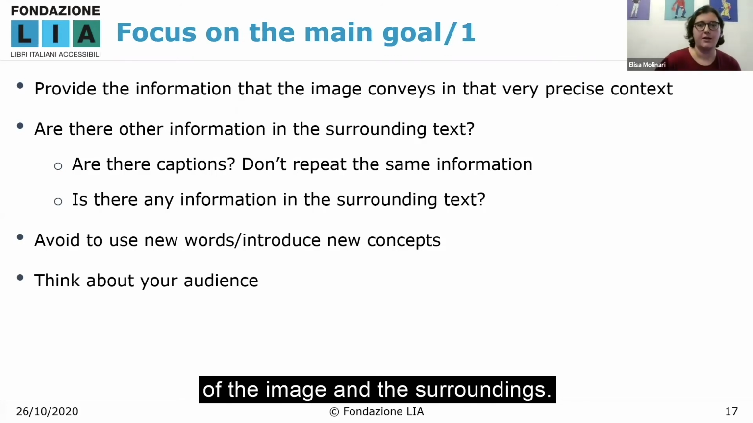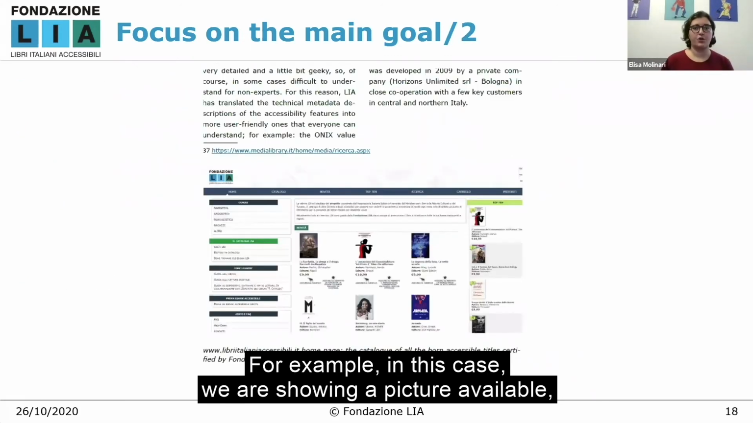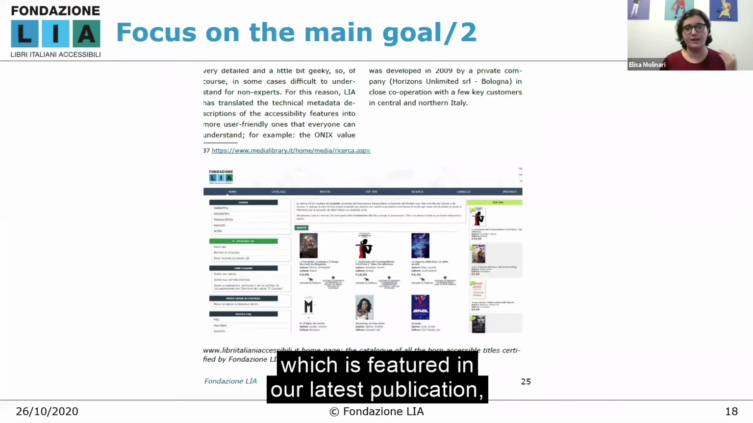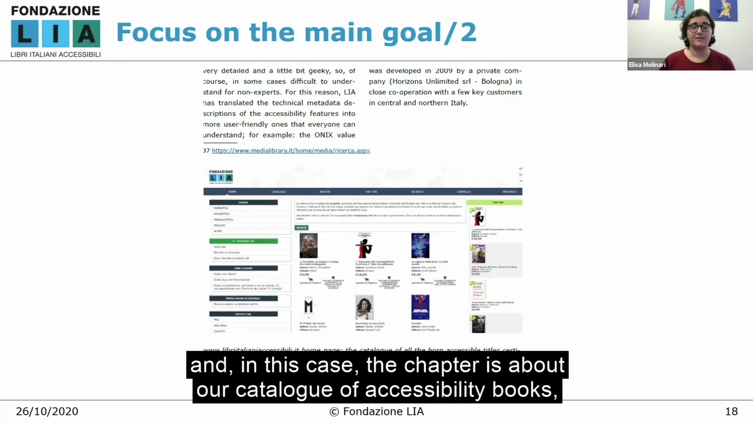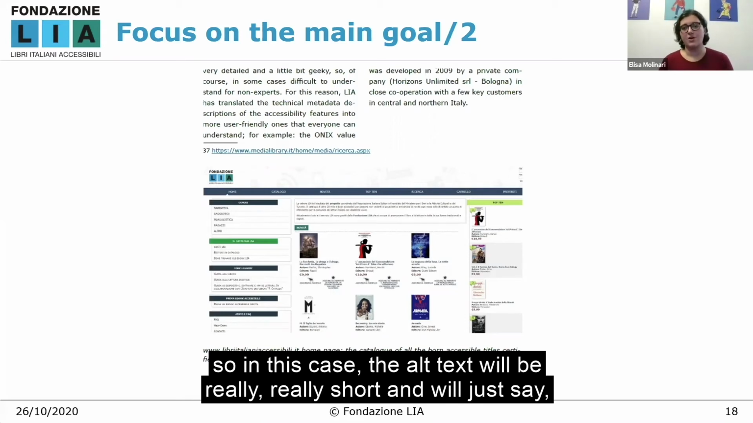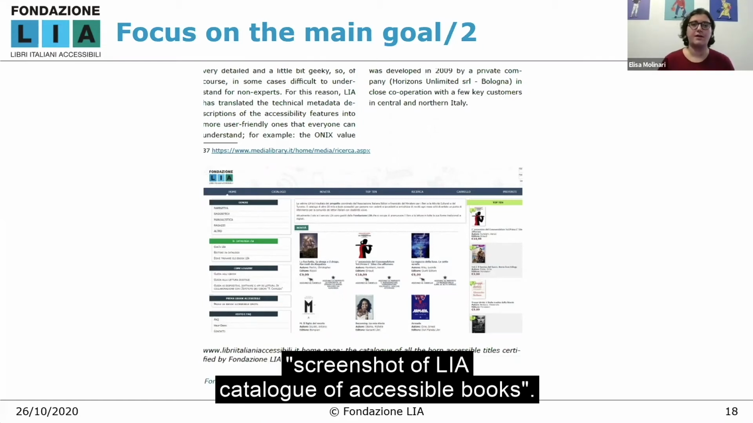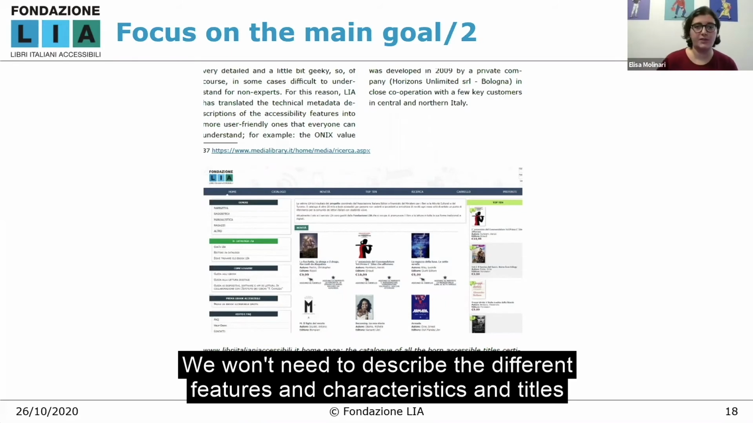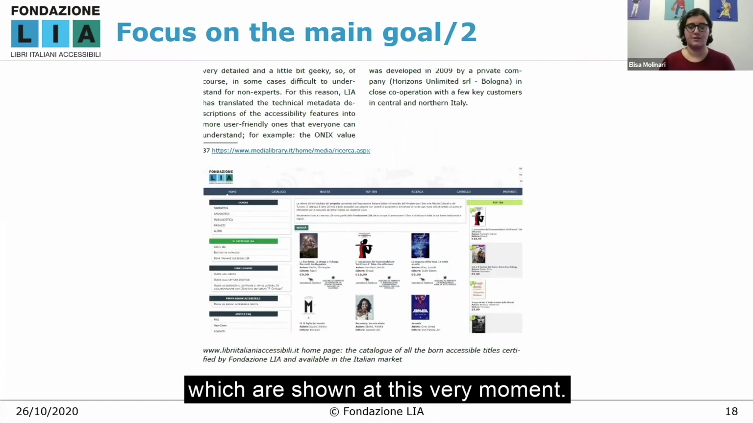For example, in this case, we are showing a picture which is featured in our latest publication. And in this case, the chapter is about our catalog of accessible ebooks. There are a lot of details, and there's a caption available. So in this case, the alt text will be really, really short, and will just say screenshot of LIA catalog of accessible books. We won't need to describe the different features and characteristics and titles which are shown in this very moment.